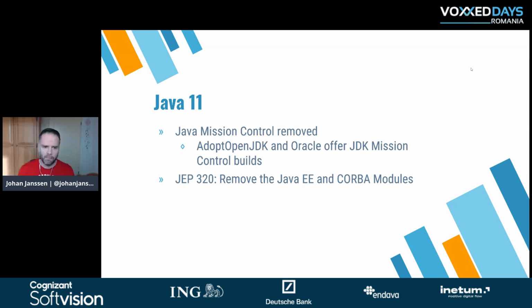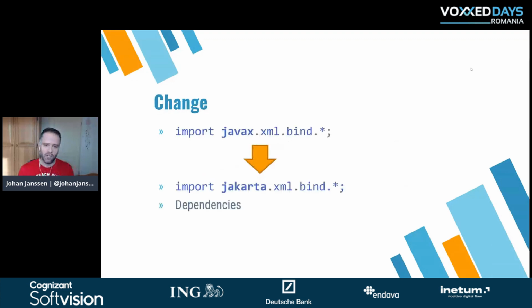The one with the biggest impact is probably the removal of the Java EE and CORBA modules. I hope not CORBA. I hope you're not using that anymore. But Java EE, things like JAXB, they have been used in a lot of applications and are still being used. To resolve that issue, basically you need to add dependencies.